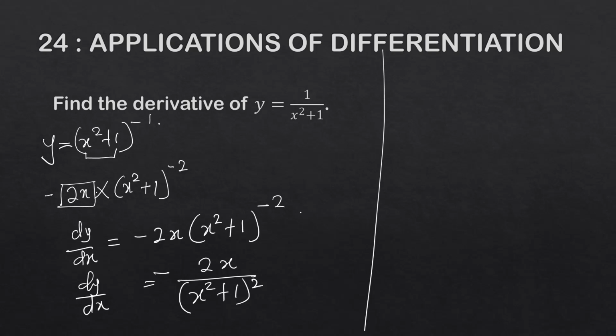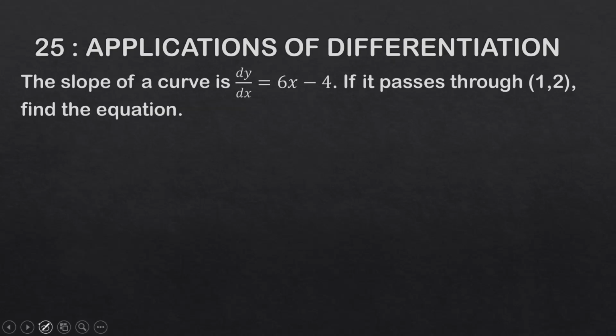So we are going to number 25. Number 25 said the slope of a curve is dy/dx, which is equal to 6x minus 4. If it passes through the point (1, 2), find the equation. All right. Remember, this is a kind of finding the equation of a line. So all I'm going to do now is to find y, even though this is dragging us back into differentiation and into integration.